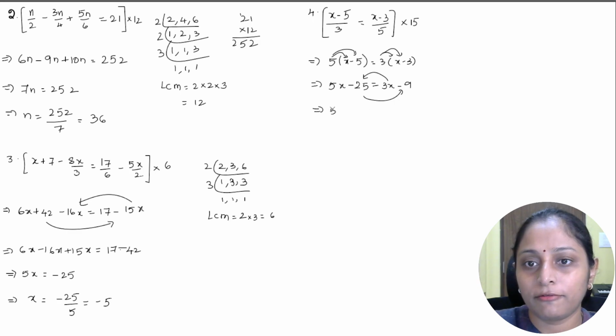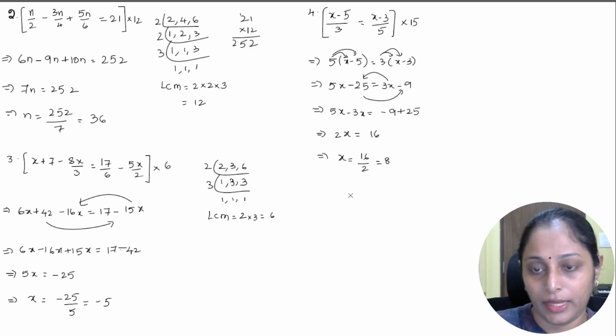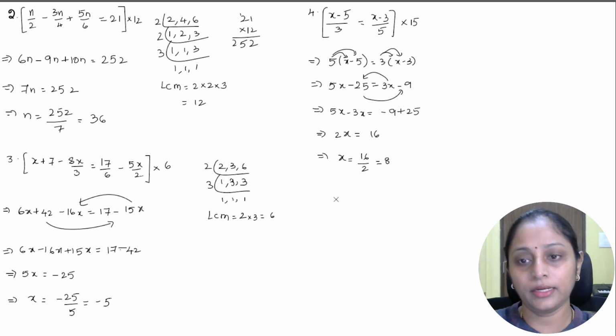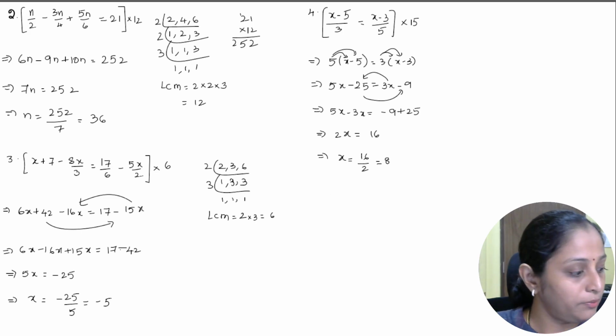5x minus 3x is equal to minus 9 plus 25. And this is 2x is equal to 16, implies x is equal to 16 by 2, which is nothing but 8. So your answer is x is equal to 8. Going to the next sum, fifth question.